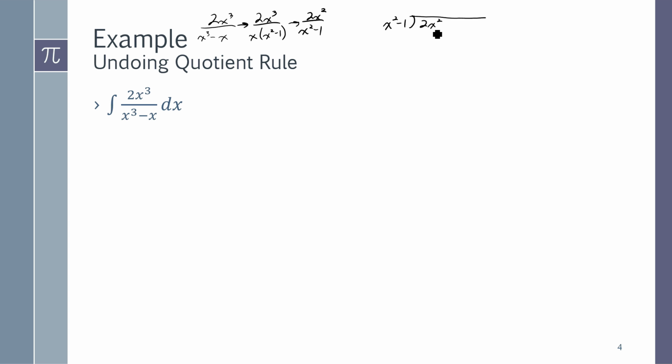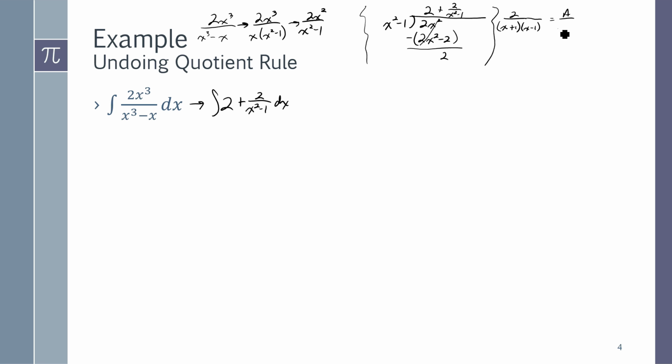So what would I multiply x squared by to get 2x squared? Well, a 2. So 2 times x squared minus 1 is 2x squared minus 2. But I subtract all of that. The 2x squareds cancel. Nothing minus a negative 2 is a positive 2. And that's going to be my remainder. So this is going to be the integral of 2 plus 2 over x squared minus 1. Well, the x squared minus 1 I can factor into x plus 1 and x minus 1. So I can do partial fractions.